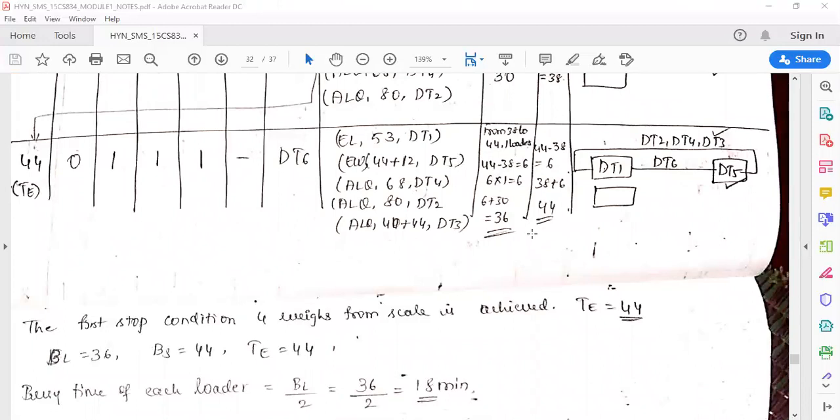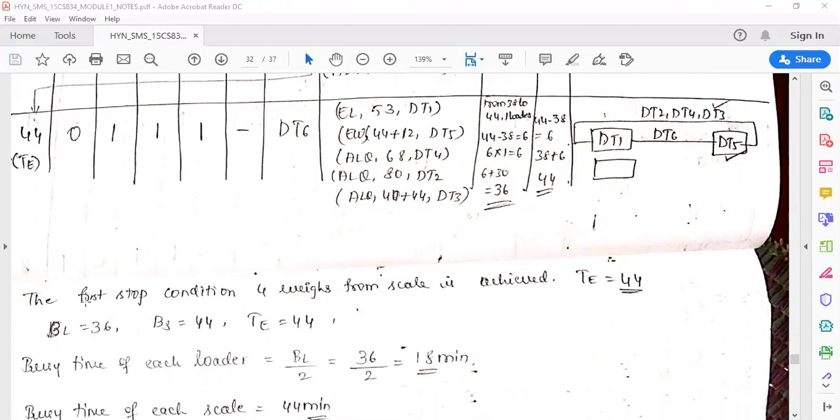So there were 2 stopping conditions, 4 people finishing weighing or 10 iterations, right? So whichever condition reaches first, you have to stop there, right? Since at the 8th step only we have reached the first stopping condition, we will stop here. So we will write it as the first stopping condition, which is 4 trucks from the scale is achieved, right? So what is our runtime of simulation? Our total runtime where the simulation ends is 44 minutes, right?